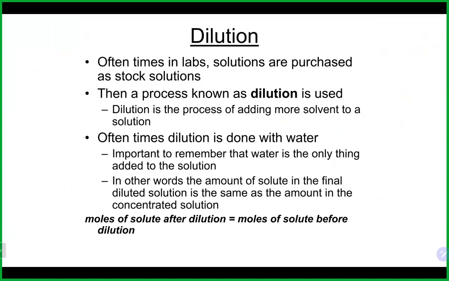So we do a dilution, and one of the most important things when we do a dilution is that the only thing we add is more solvent. In a lot of cases, as we've been talking about, water is that solvent, but it doesn't always have to be water. Oftentimes the only thing we're adding is more of the solvent. And what that means is the moles of the solute before you do the dilution and after you do the dilution will be the same.